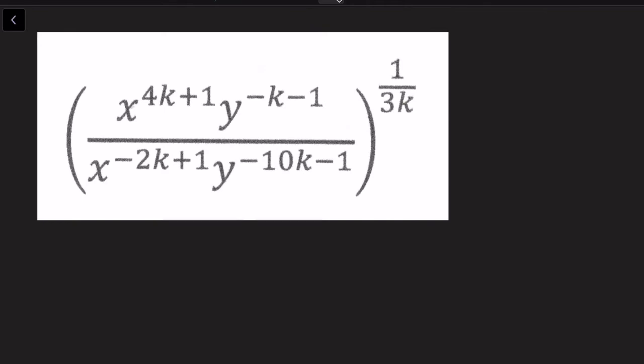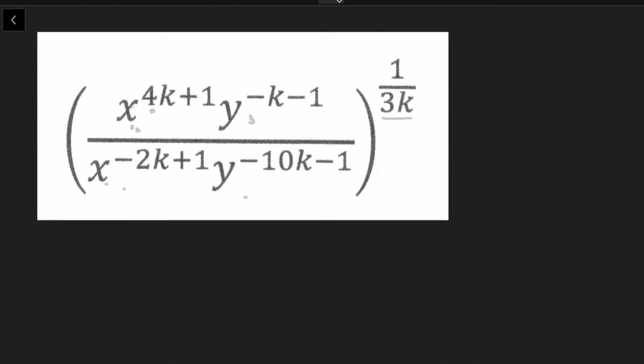This next one has quite a lot going on. Let's start with these like terms on the inside of the fraction, and we're going to leave this 1 over 3k. We're going to leave that alone, and we're going to start by combining our like expressions. So on top, we have x to the 4k plus 1, and on the bottom, we have x to the -2k plus 1. We know that we can take our biggest exponent. So for instance, x to the 4k plus 1 is bigger than x to the -2k plus 1.